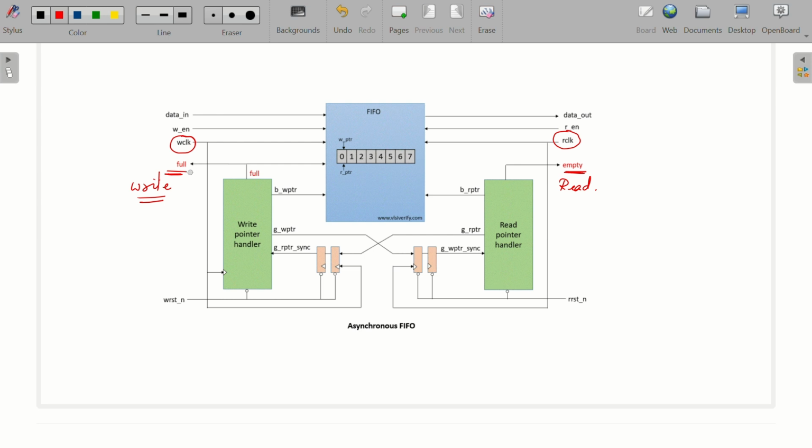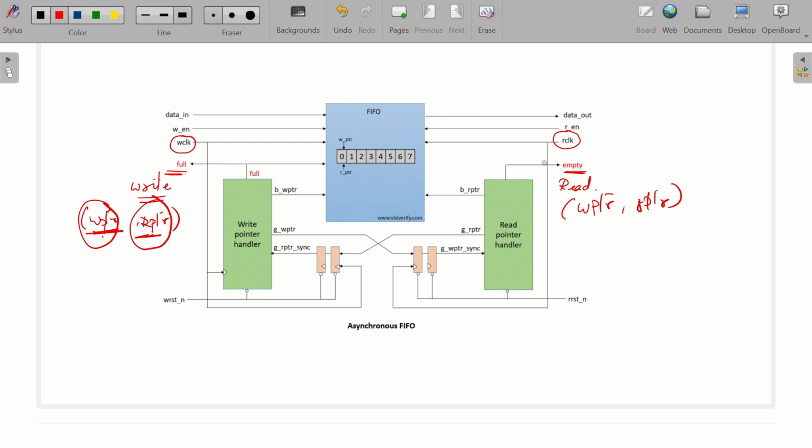But for this full flag, I need both the write pointer as well as the read pointer. Similarly, for the empty flag, I need both the write pointer and the read pointer. Now, what is the problem here? In the full flag, I already have my write pointer, which is synchronized to W clock. Since full is determined in the write domain, there is no problem in obtaining the write pointer. But the problem arises when you want to obtain the read pointer.